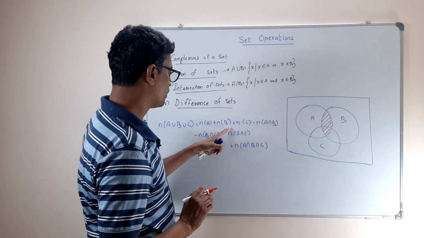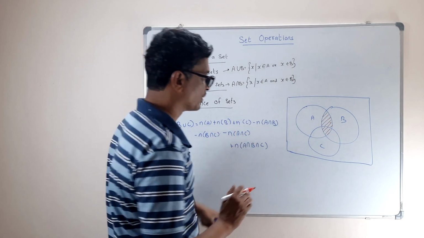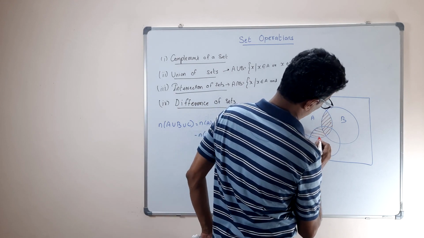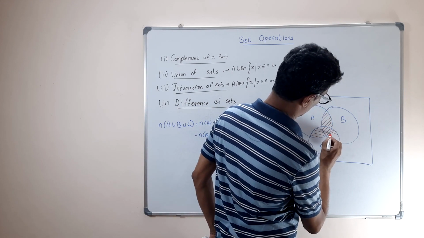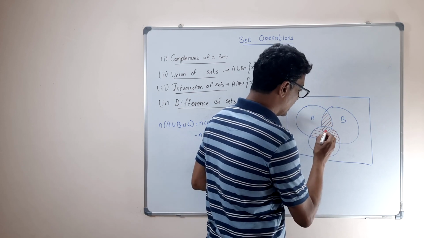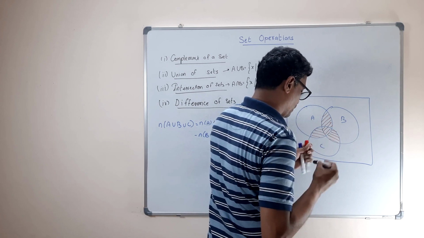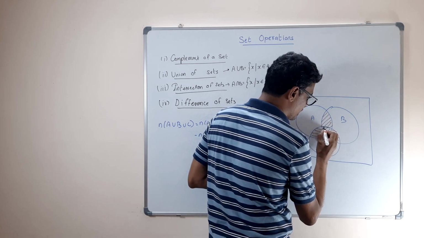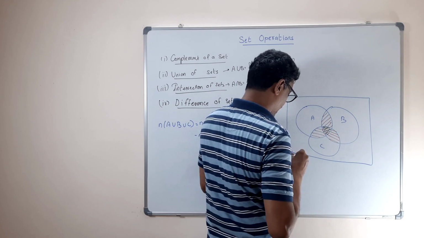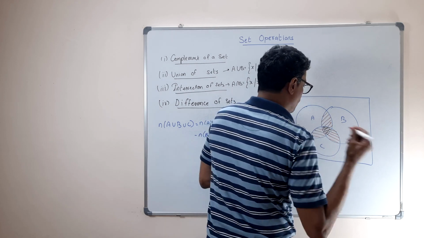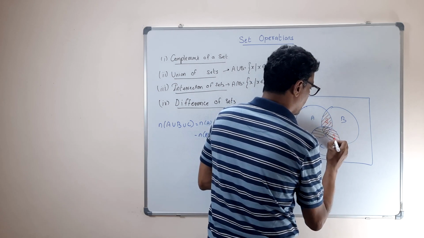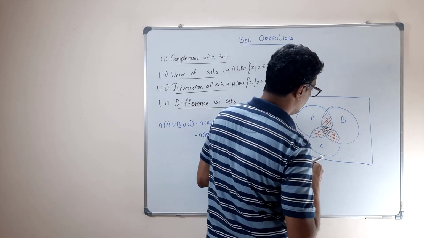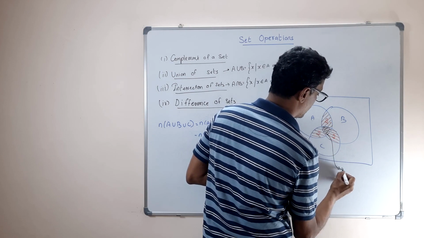And then plus n of C. So that means this portion is also double counted. Whereas this is counted 3 times. Correct? So this portion is counted thrice. So let me write it out. What we are having is this 2 times, 2 times, 2 times, and then this one thing we have counted 3 times.